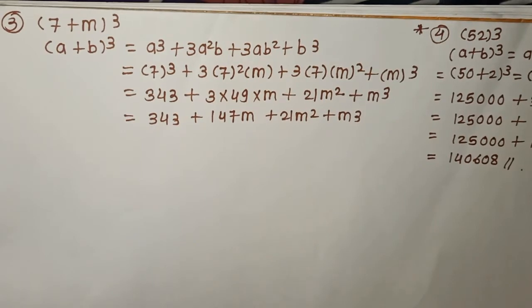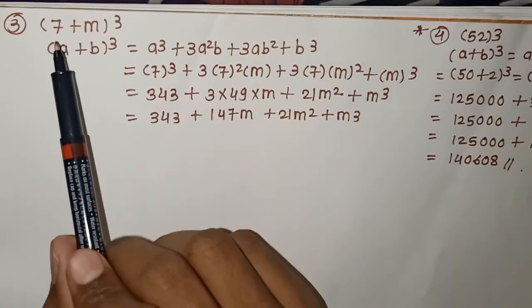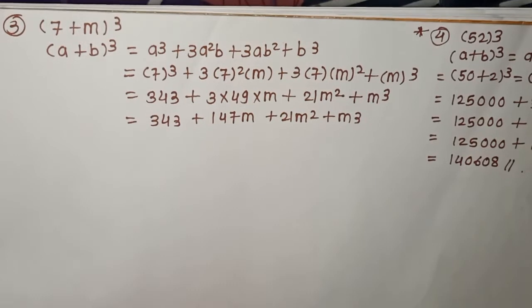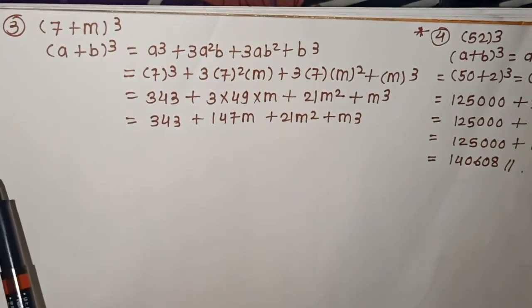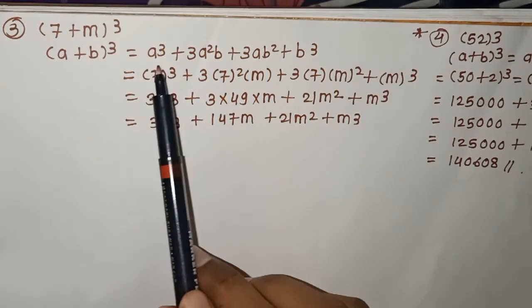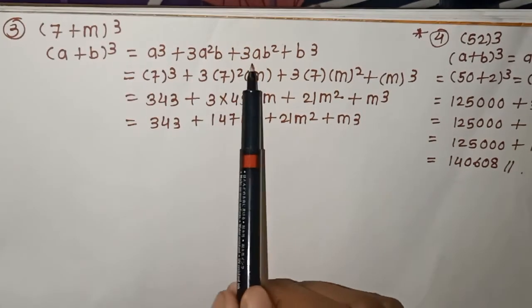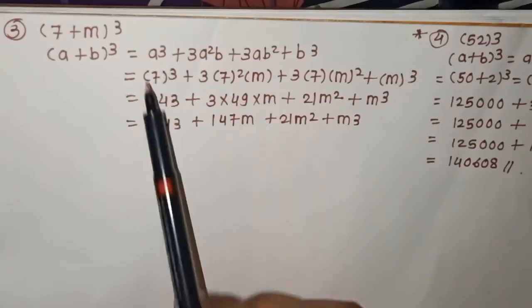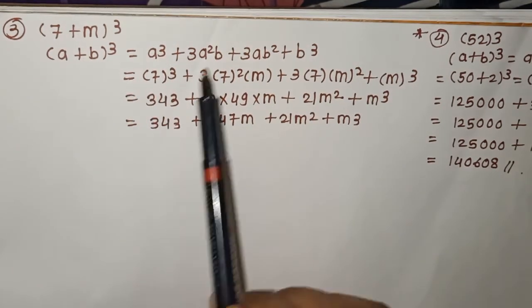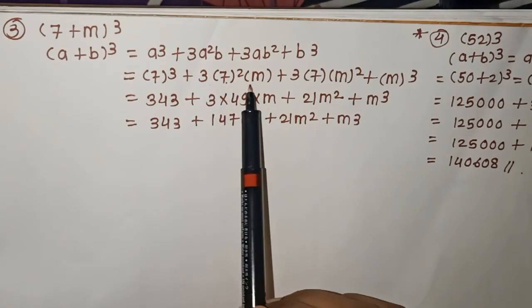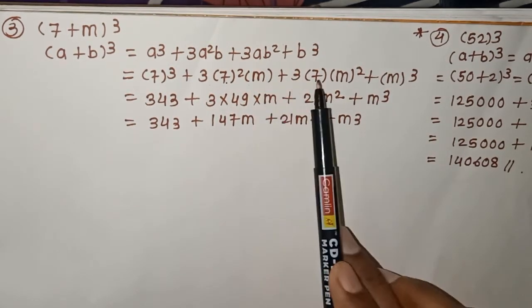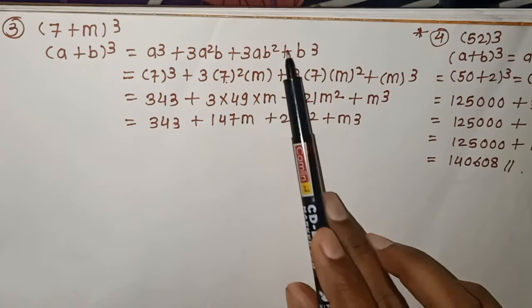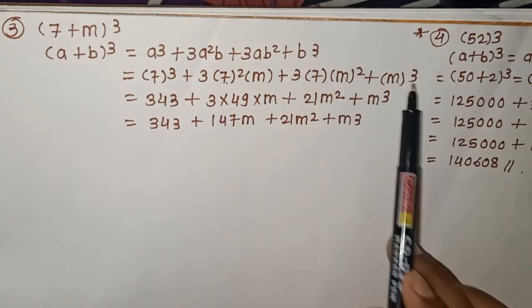Now students, we start with our third example, that is (7 plus m) cube. In this example our a is 7 and b is m. Now our formula is a cube plus 3a square b plus 3ab square plus b cube. a cube means 7 cube, plus 3a square, that is 7 square into m, plus 3 into 7, because our a is 7, m square because b square, plus m cube because b cube.